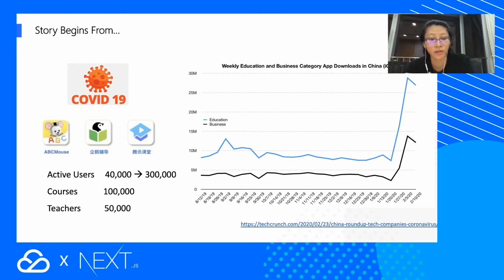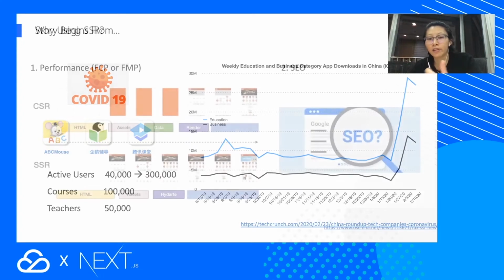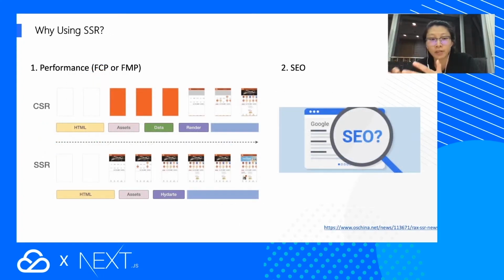And the students use Tencent software like ABC Mouse, Penguin Education, and also Tencent Course to do the e-learning. In order to get more market share and make a better user experience, we would like to use SSR in all Tencent online education applications. Well, why is SSR so important for our PC and also the H5 users?